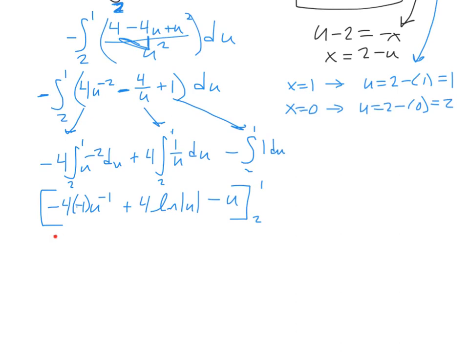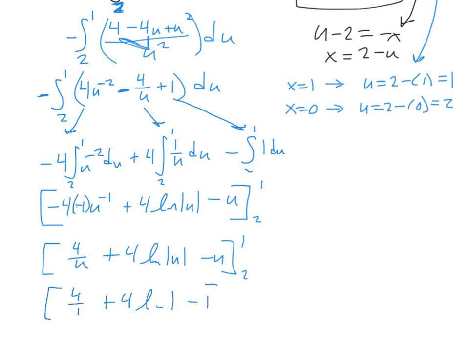This first one, actually I want to simplify this just a bit more. This is going to be positive 4 over u plus 4 natural log absolute value of u minus u evaluated from 2 up to 1. Remember, you're always using the top bound first. So now as I go back and evaluate with these things, I get 4 over 1 plus 4 natural log 1 minus 1. All of that minus, and now I evaluate with 2. 4 over 2 plus 4 natural log 2 minus 2.